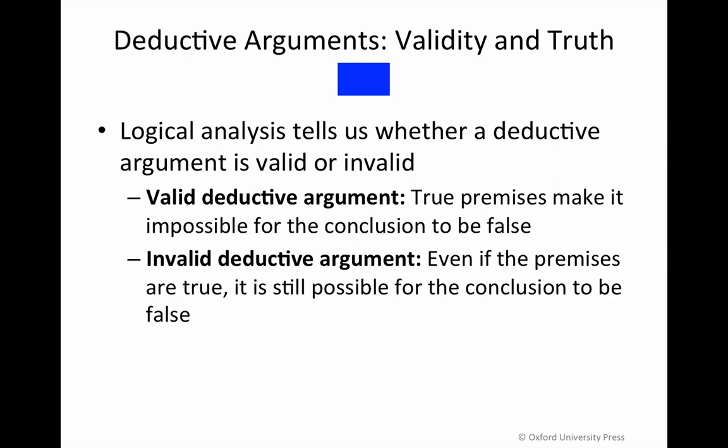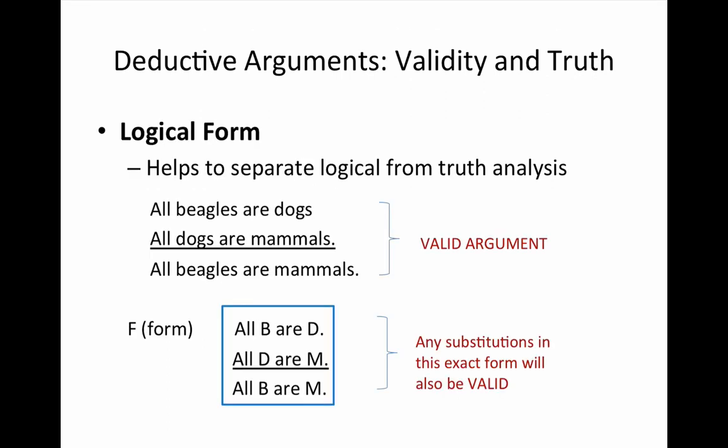When, on the other hand, your premises don't guarantee the truth of the conclusion, then the argument is invalid. Let's take a look at some examples. So here we have on the left side of your screen an argument. Remember we talked a bit earlier about putting your premises one on top of the other and then your conclusion on the bottom. Here we have that arrangement, and the line that you see separates the premises from the conclusion. So the premises are all beagles are dogs, all dogs are mammals, therefore all beagles are mammals. It has the following form: all B are D, all D are M, all B are M.